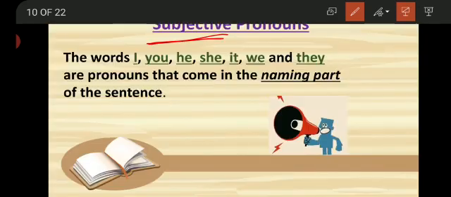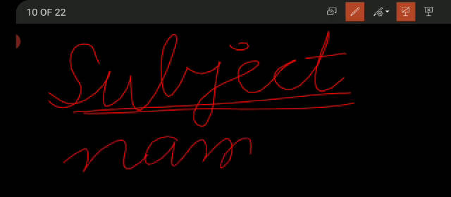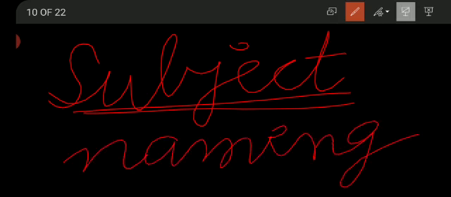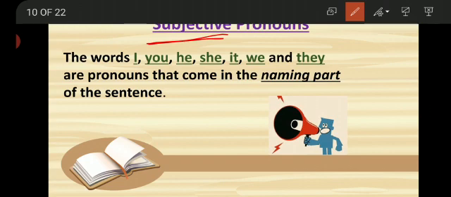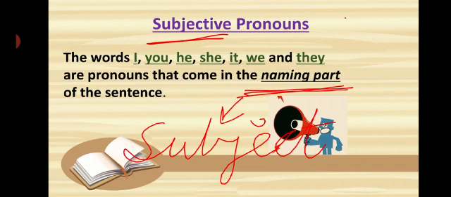Now students, what is a subject? If a verb is an action, then there will be a person or thing which will be performing that action, and the person who performs the action is called the subject. The subject is mostly present in the naming part of the sentence. So the words like I, you, he, she, it, we, and they are the pronouns that come in the place of a subject. That is why these are called subjective pronouns.